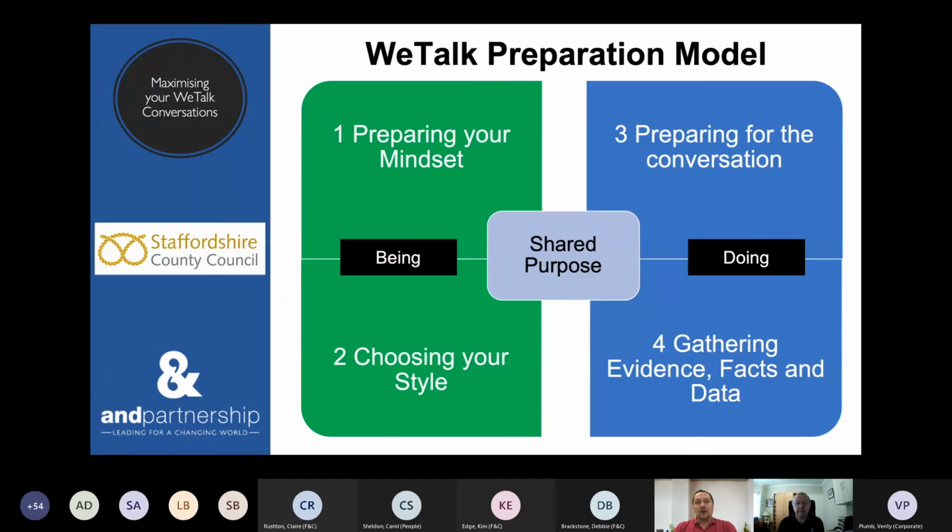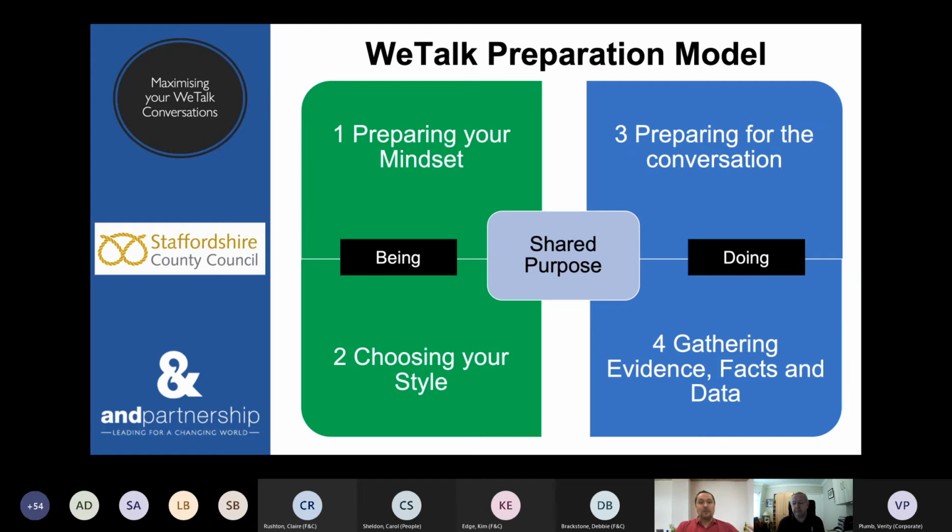Okay, so moving on to the next slide. So this is just an overview, really, of what we've covered during the first part of the webinar. We go back to Dave's very first point around both parties having that shared purpose, being aware of that, being able to buy into that shared purpose of the conversation.